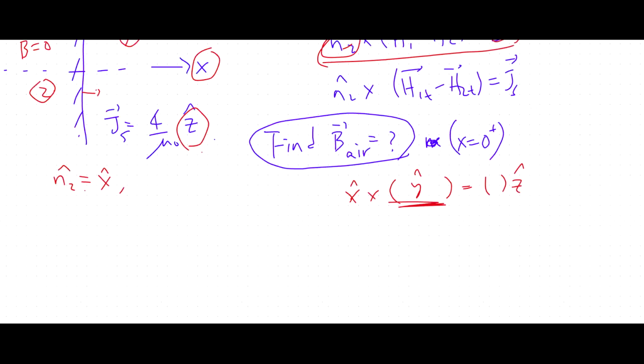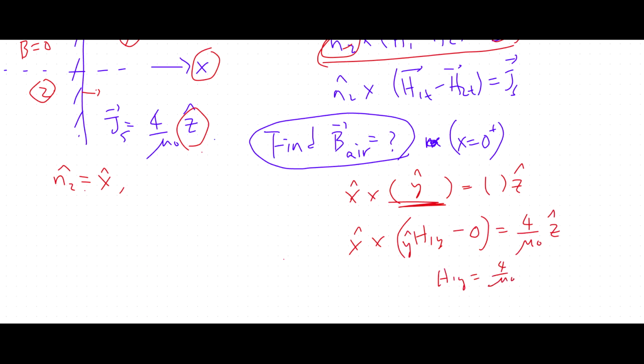So that means my X hat cross H1Y over mu naught. Oh, sorry, that's B. Minus H2Y. H2 is in the conductor. That is 0, right? That is equal to my J, which is 4 over epsilon naught Z hat. Right? X hat cross Y hat is Z hat. So what does that mean? H1Y is equal to 4 over mu naught.